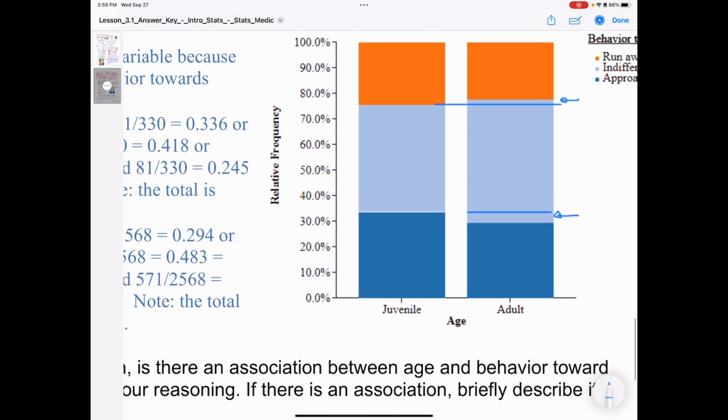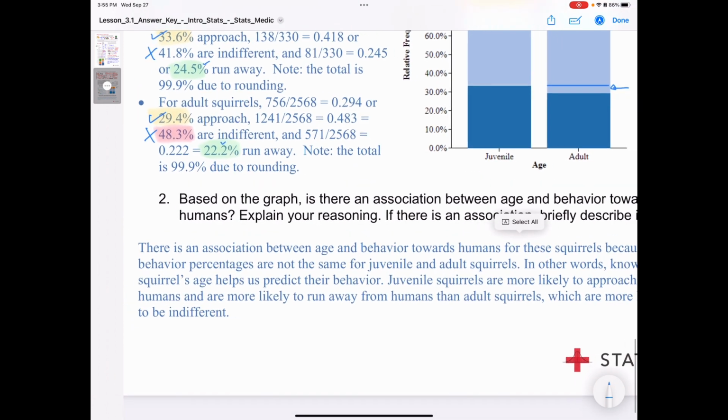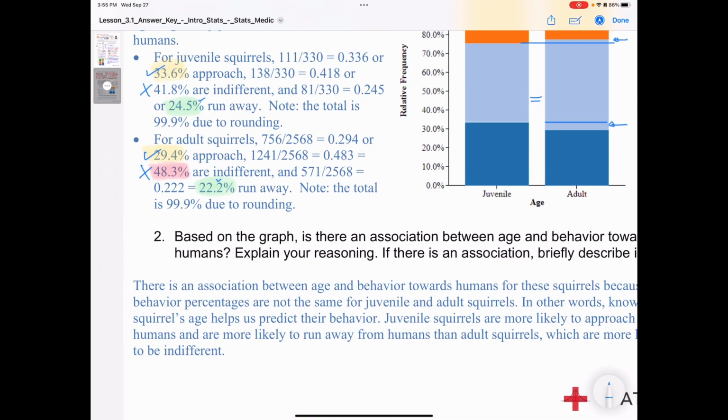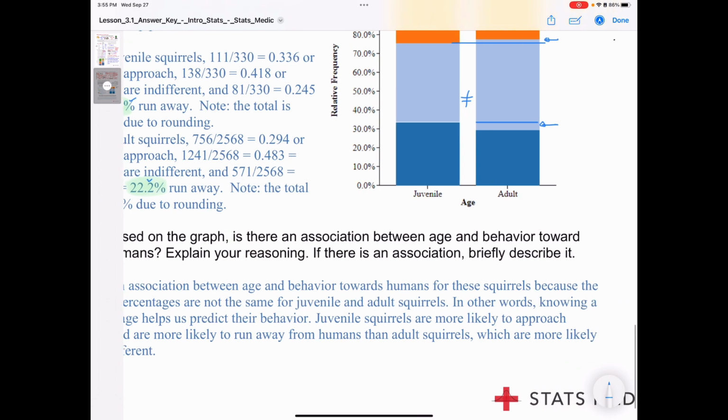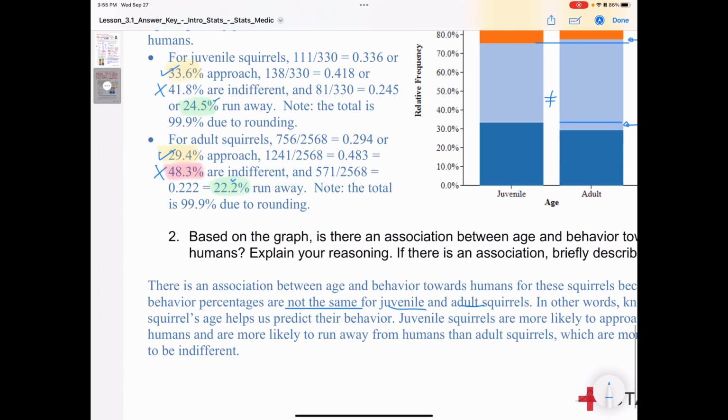And because they're not the same, we can answer whether there is an association. We're saying there is an association because these graphs are not the same, because the behavior percentages are not the same for juvenile as they are for adult. In other words, knowing a squirrel's age helps us predict their behavior.